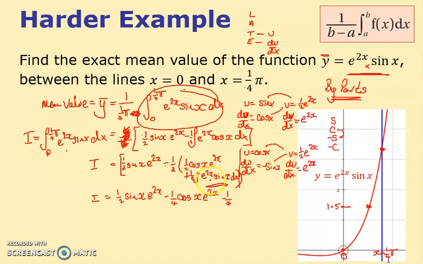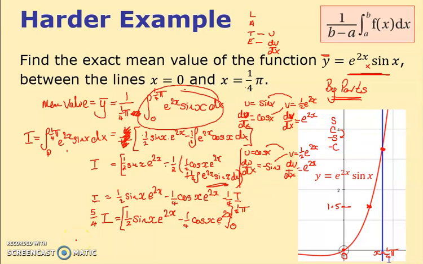And this thing is what we started with. So that's an I. So if I move that over, that's plus an I on top of the I I've already got, that's actually 5/4 of I equals a half sine x e to the 2x minus a quarter cos x e to the 2x. And bear in mind, this still has not been evaluated, I've still got to put 0 and a quarter pi into that. Right, so let's start putting these numbers in.